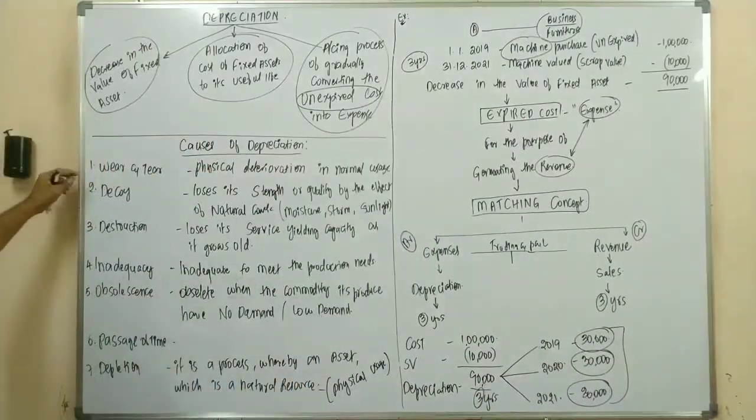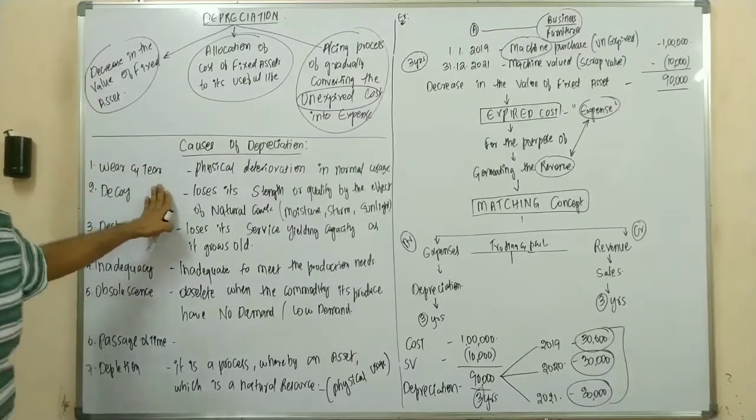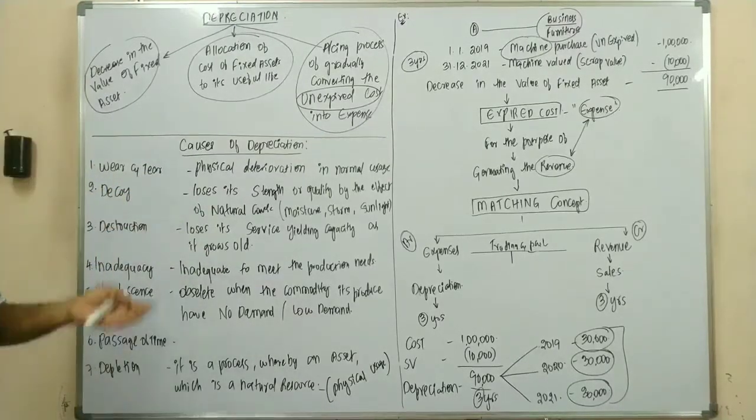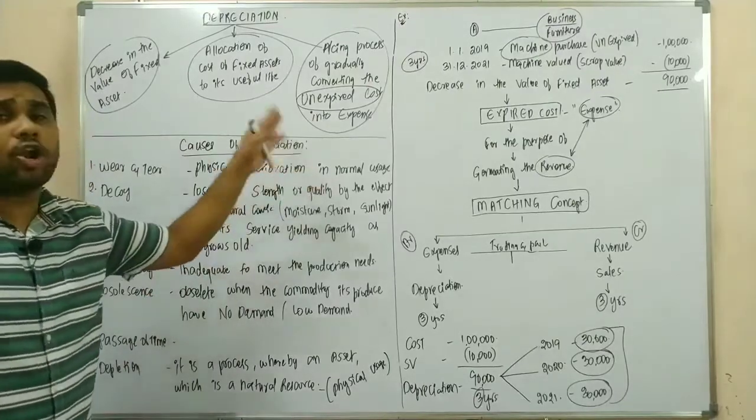So these are the causes for depreciation. Sir, what are the causes, sir? Wear and tear. What is the meaning of wear and tear, sir? Wear and tear is nothing but a physical deterioration in normal usage.